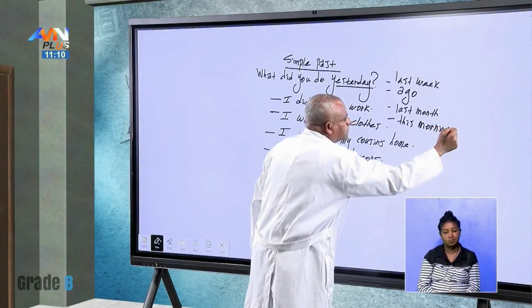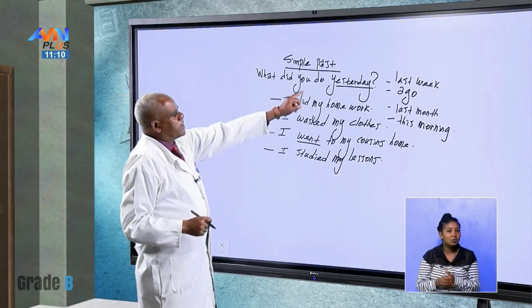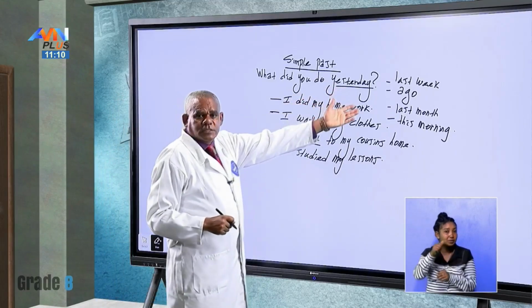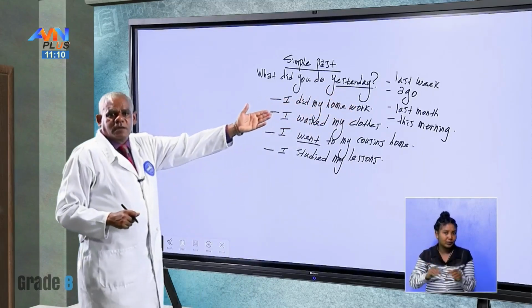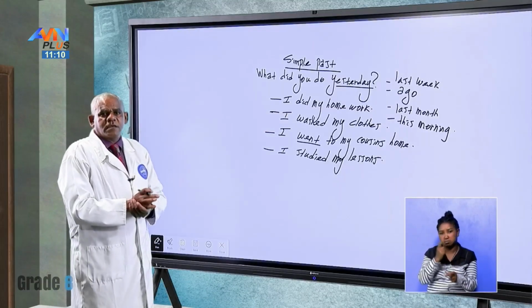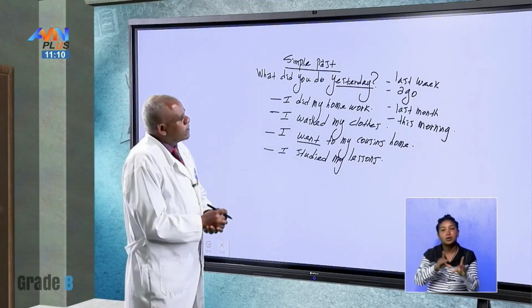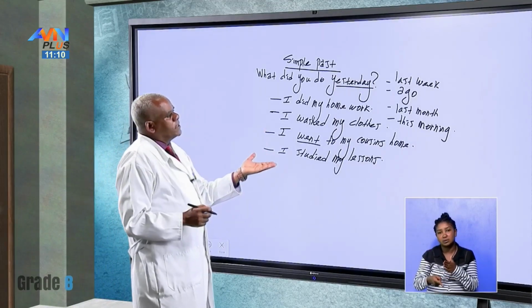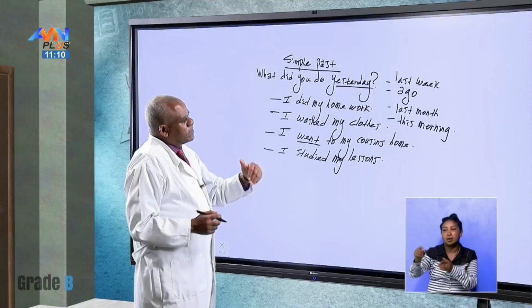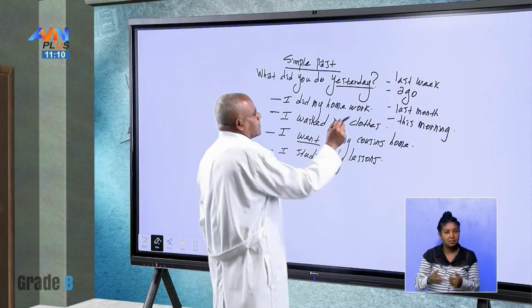Come on, students. Yeah. What did you do last week instead of yesterday? Last week is also possible. So not only yesterday. Last week is also an appropriate time adverb. What did you do last month? What did you do this morning? What about in the case of ago?